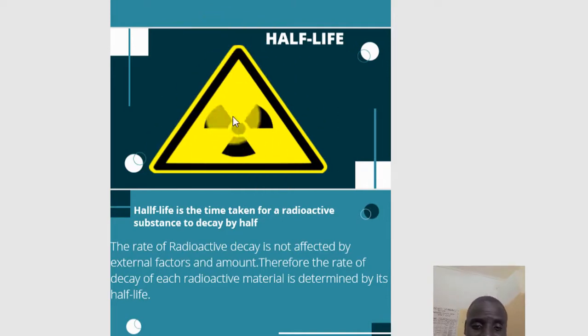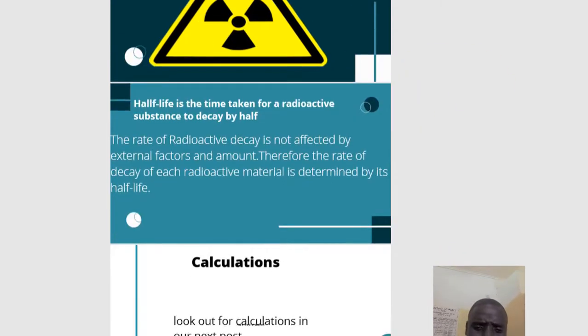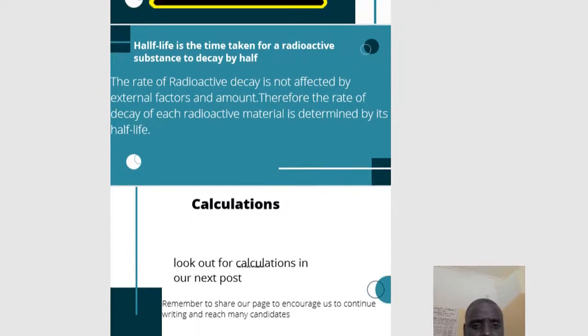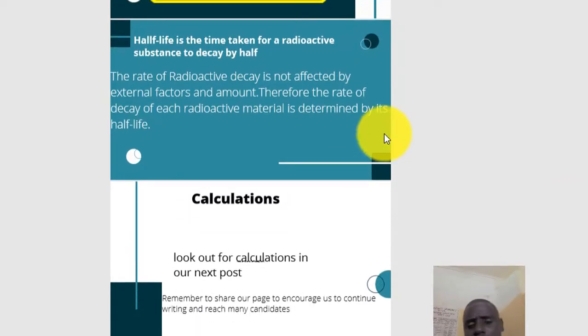Okay, so we go to half-life, and don't worry about this symbol. We shall talk about it later when we'll be talking about the dangers of radioactivity. Okay, so half-life. What is half-life? The half-life of a material is the time taken for a radioactive substance to decay by half.